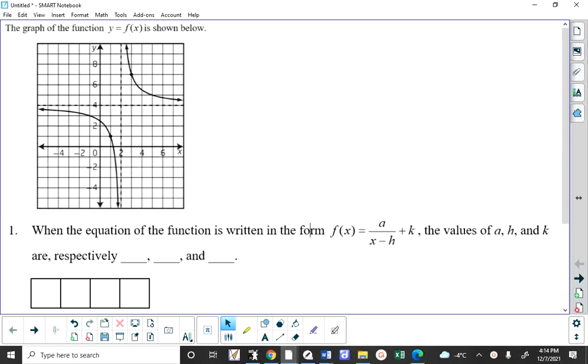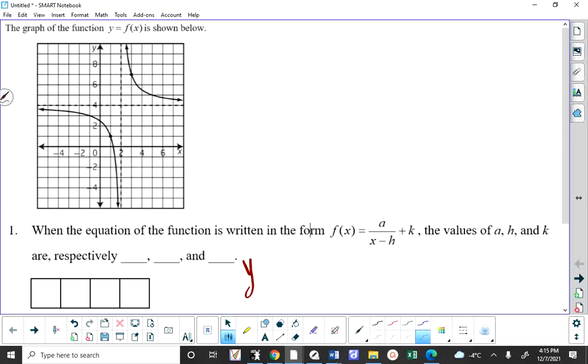So let's go through these questions one at a time. Number 1 gives you a graph of a rational function, and you're told that it's a function of the form f of x equals a over x minus h, then plus k. So you should recognize that what's happening here is that you are going from a function of y equals 1 over x, and you're transforming it into y equals a over x minus h, and then plus k.